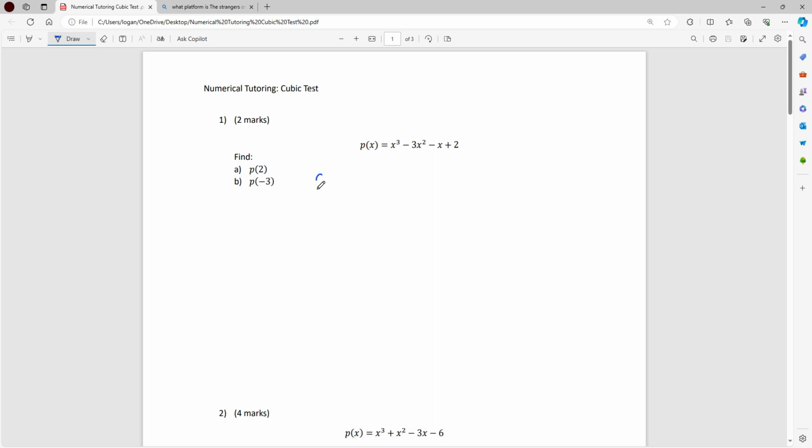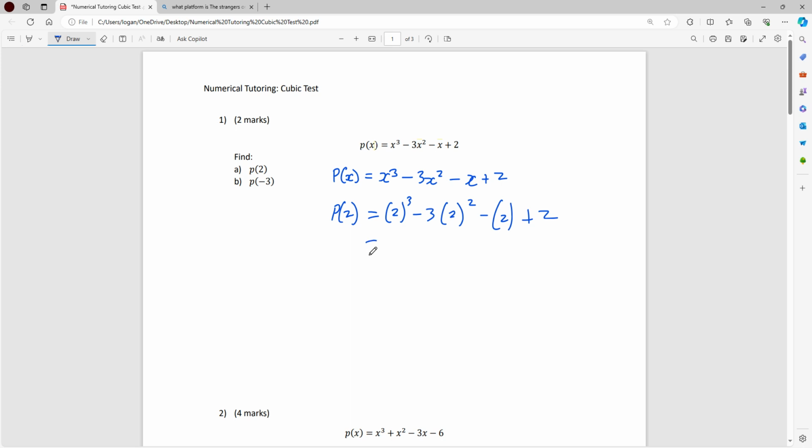So for question A, when it says P of 2, that means substituting x equals 2 wherever the x appears. You can see this replaces every single x in the cubic. We know what P of x is: x cubed minus 3x squared minus x plus 2. Therefore P of 2 will be 2 cubed minus 3 times 2 squared minus 2 plus 2.